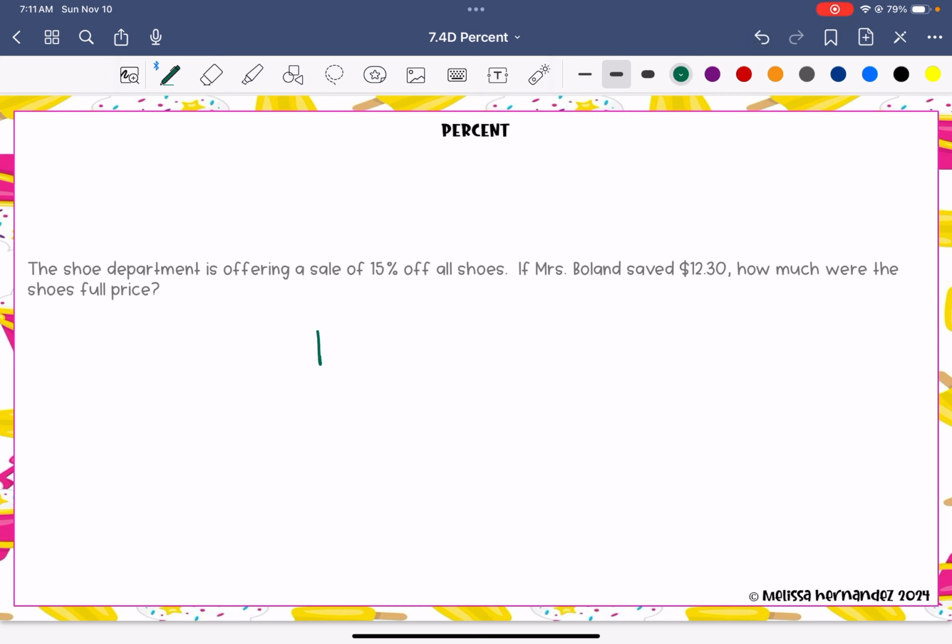So you're going to do 15%. And we know automatically 100% goes right beneath it. The $12.30, the only way you can mess this up is if you put it as 100%. However, it's not 100%. That was 15%. So that means $12.30 goes here.